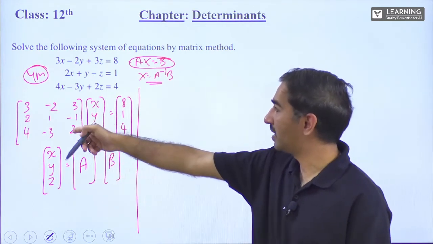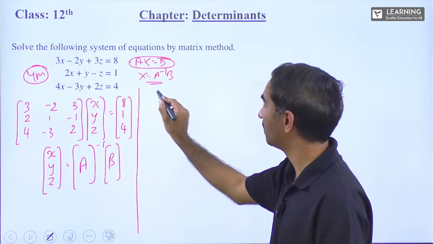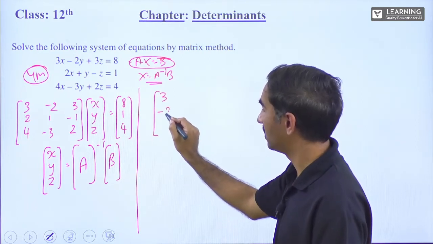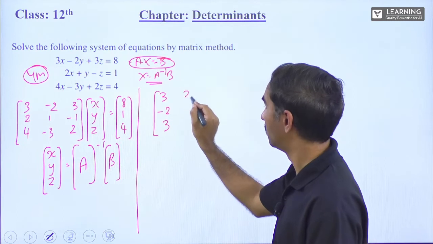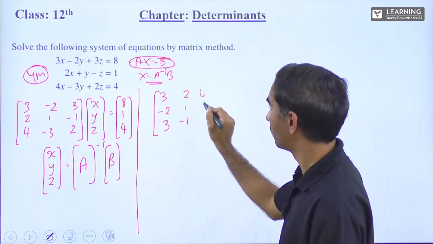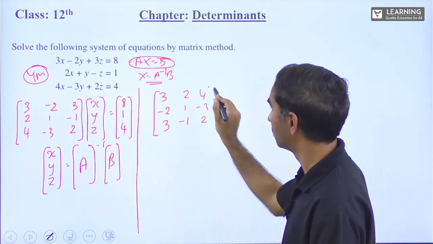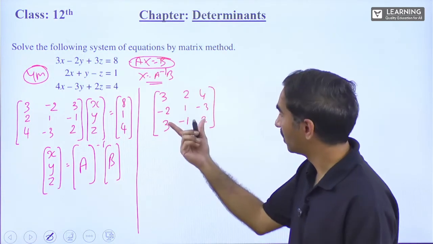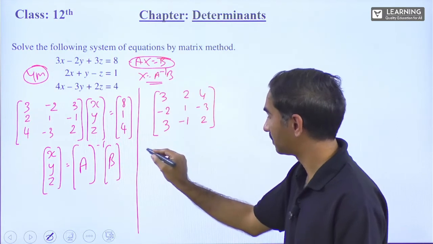Find out the transpose of the given matrix A. So the transpose of the given matrix A can be written as 3, minus 2, 3; 2, 1, minus 1; 4, minus 3, 2. So this is the transpose of the given matrix. Now let us find out the cofactors of each and every element.